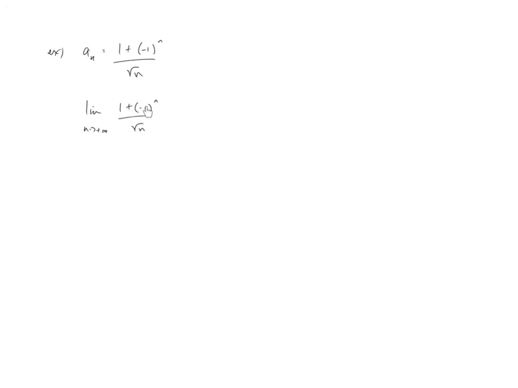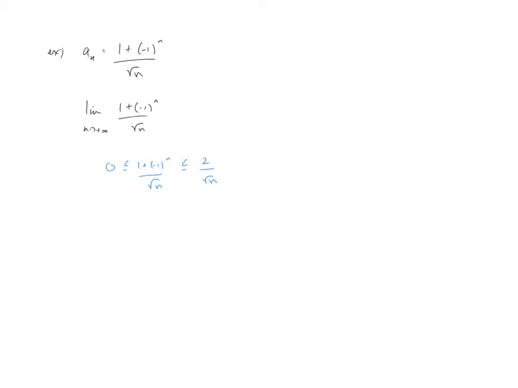So in reality, this sequence is bounded. The smallest it could ever be would be 0. The biggest it could ever be would be 2 over root n. And so by bounding it as I have here, now it's probably going to jump out at you that possibly we could use the Squeeze Theorem to evaluate that limit.